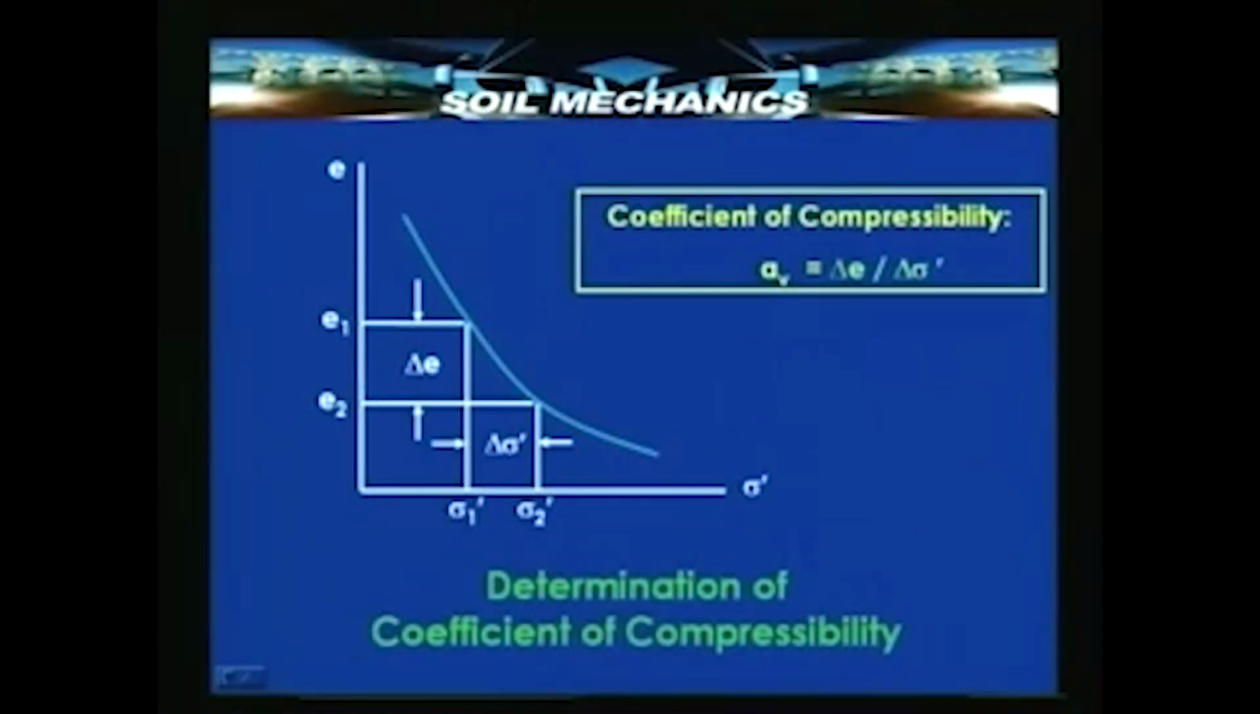The e-sigma dash curve, or p curve, is shown here. It need not necessarily be linear, but any small segment of this, if we take and consider it to be fairly linear, then once again we can effectively describe the rate of the change in void ratio as a function of the change in stress, and that parameter is what is known as coefficient of compressibility, and that is equal to the change in void ratio divided by the change in stress, both being taken as positive.